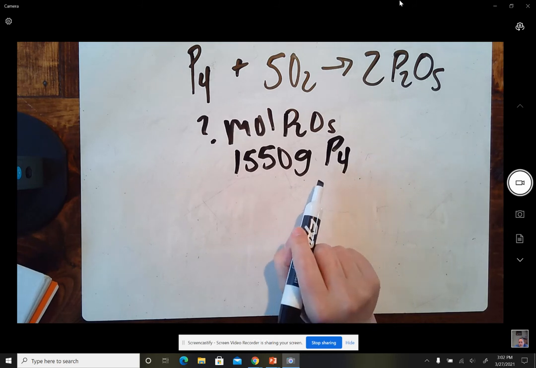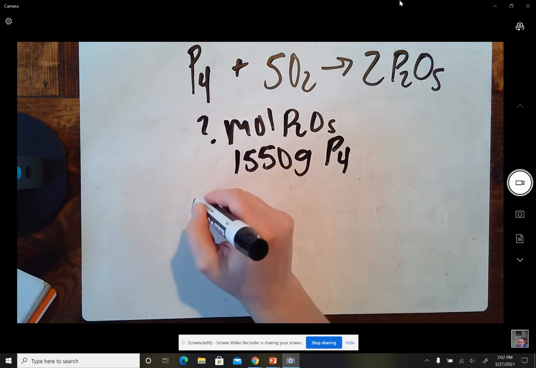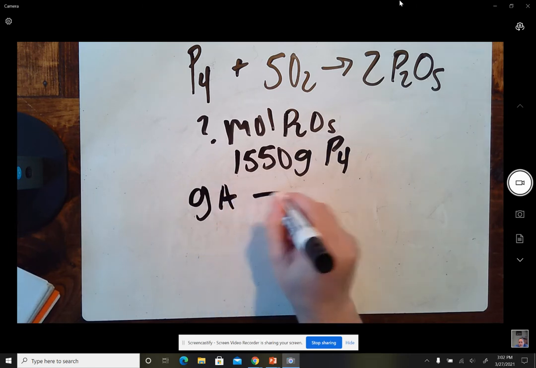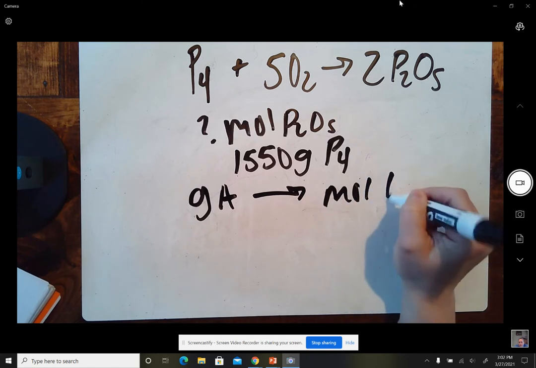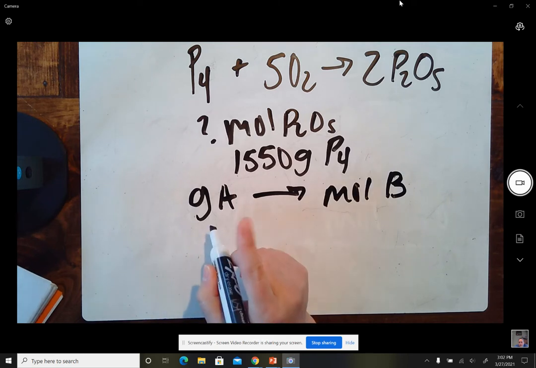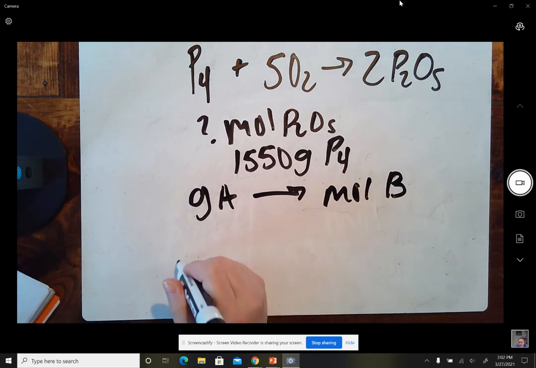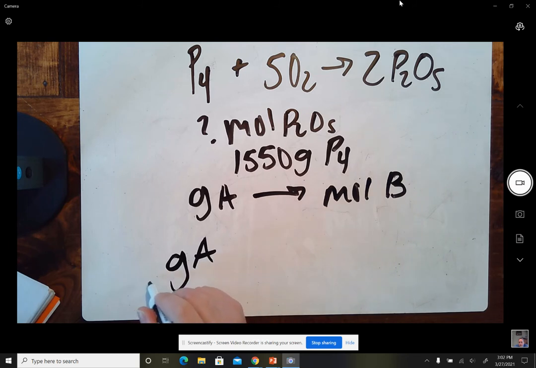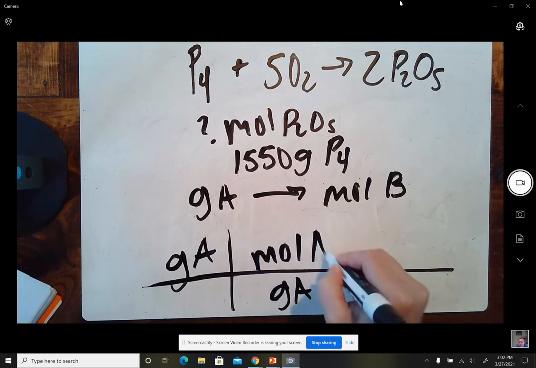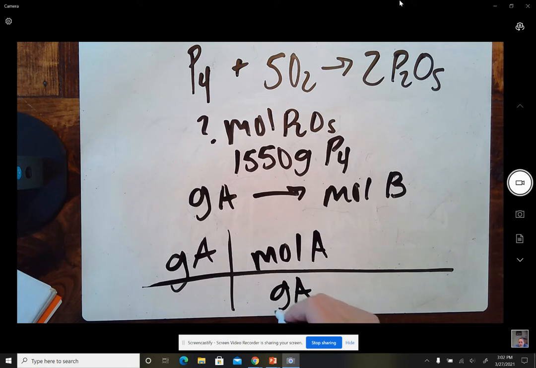phosphorus. So what they're asking me to do is go from grams of substance A to moles of substance B. Well, how do I do that? Here is the generic equation on how to do this. I start with grams of A. I can go from grams of substance A to moles of substance A, right? Because I know that 1 mole of this compound is equal to the weight of that compound.